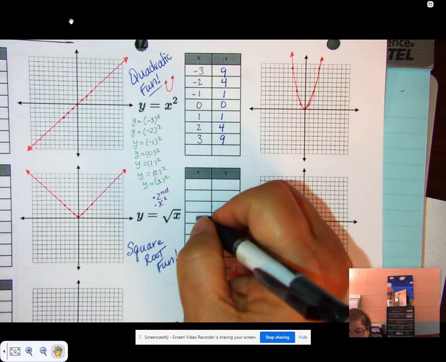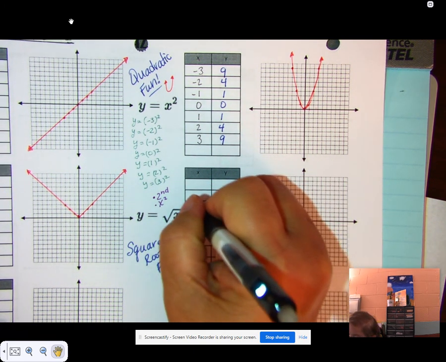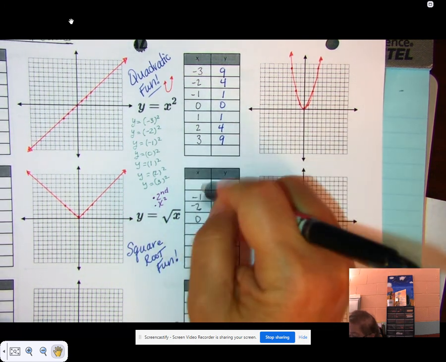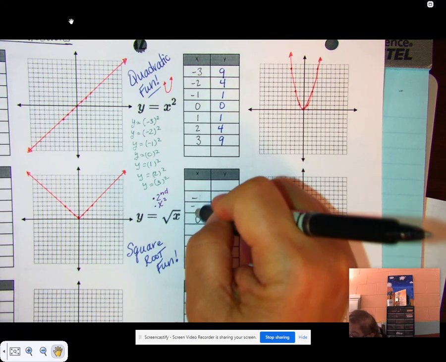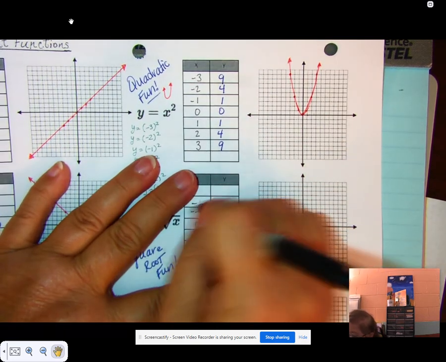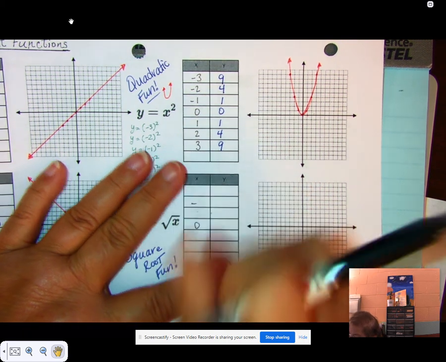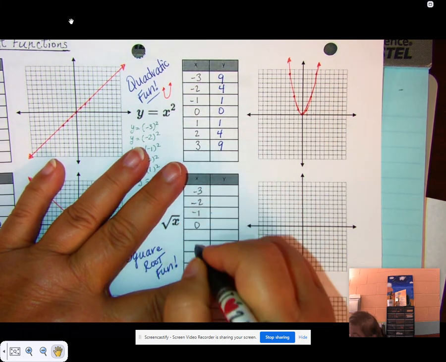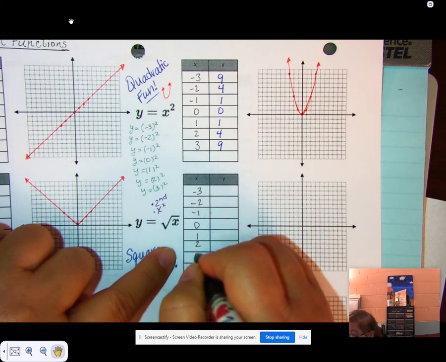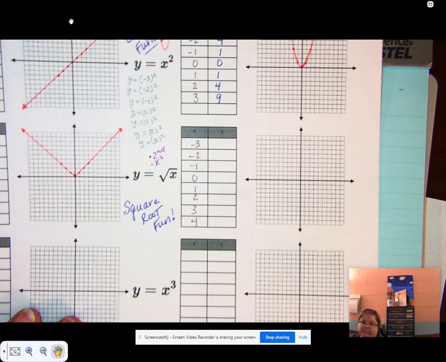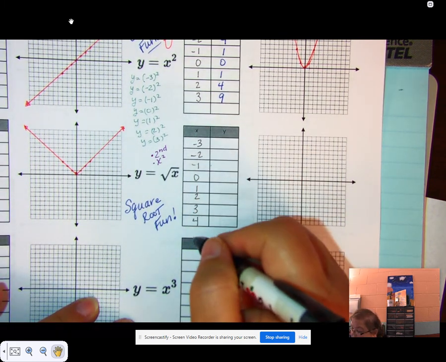0, -1. Oh my goodness, now I can't even count. Sorry. Let's try that again. -1, -2, -3. 1, 2, 3. And this time we are going to use that last column.